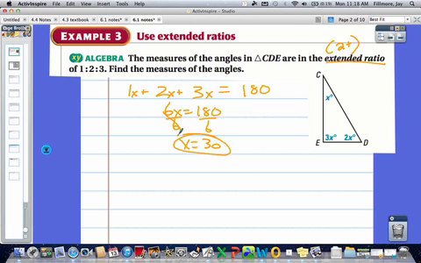So to find your original angles, one of them is 30. One of them is 2 times 30, which is 60. One of them is 3 times 30, which is 90. So your angles are 30, 60, and 90. And if you check, you can add these and they will equal 180, so your answer checks out. So again, you always attach an x variable to each of the numbers in your ratio to unreduce it.